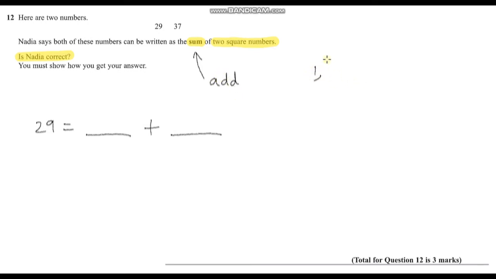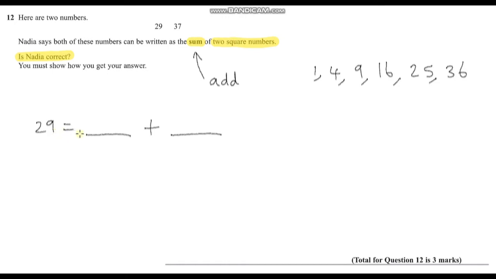So we've got 1. 1 times 1 is 1. 2 times 2 is 4. 3 times 3 is 9. 4 times 4 is 16. 5 times 5 is 25. 6 times 6 is 36. I don't think we need to go any further than that.